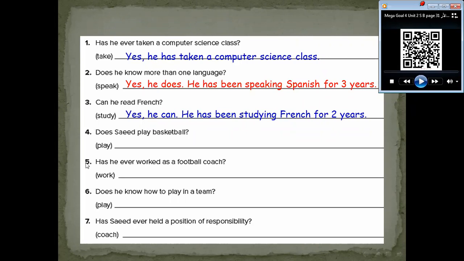Anas, I want you to answer question number 4. Does Saeed play basketball? Yes, he does. هتقول الجملة بقى تستخدم فيها المضارع التام. He has been playing basketball for 10 years. Excellent. ممتاز، برافو يا أنس. يبقى yes he does. He has been playing basketball in the school team for 4 years. Excellent. Okay, now I want another student to answer number 5.